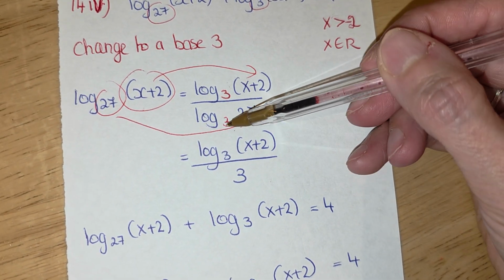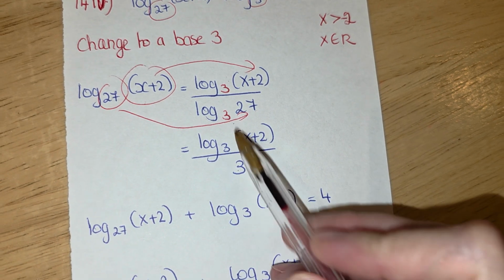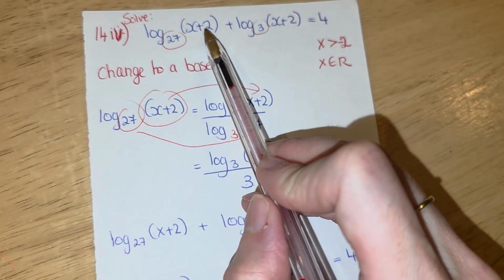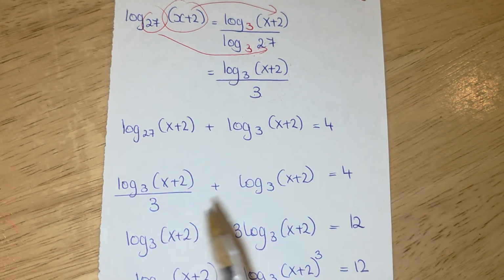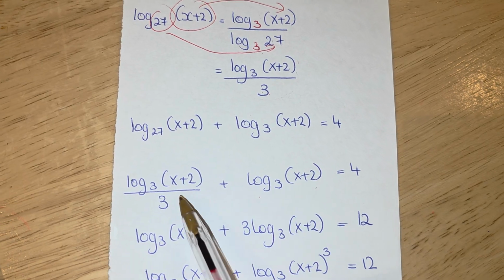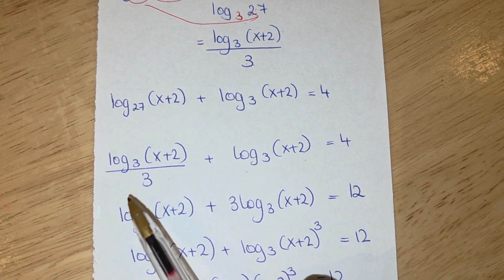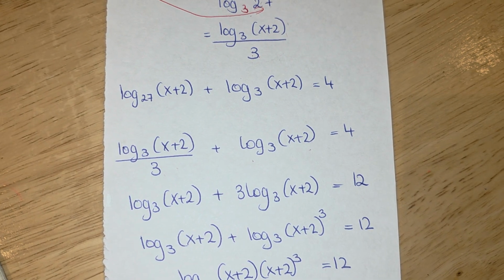Now, log 27 base 3, if you put that into the calculator, you'll get back a nice whole number of 3. So I will do that. If it's possible to do it, I do it. So now I can replace the log of that bracket base 27 with this in my equation. So now my equation will look like this. So everything is in a base of 3. So I could solve it a couple of different ways. The first way I'd be thinking is get rid of the fractions. Multiply across by 3 to get rid of the fraction.